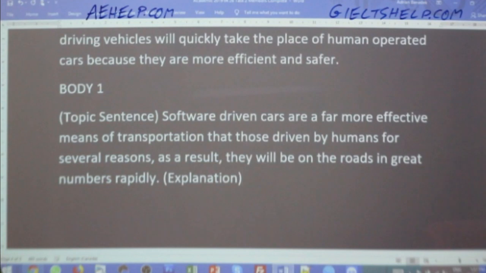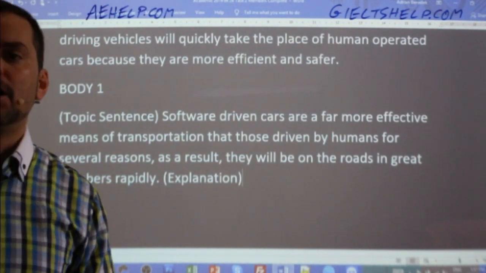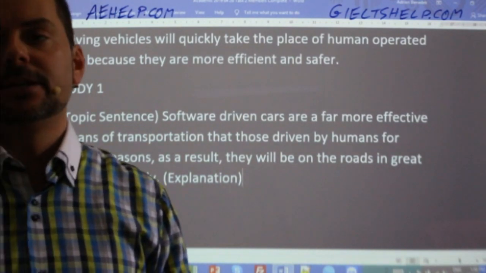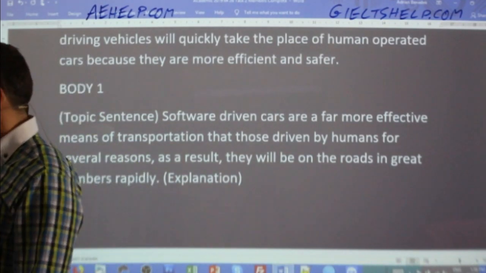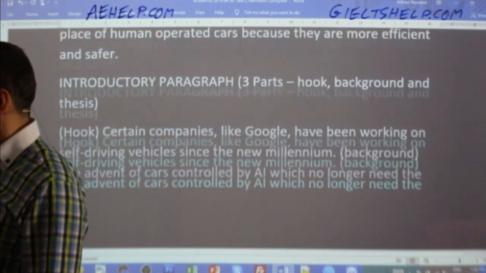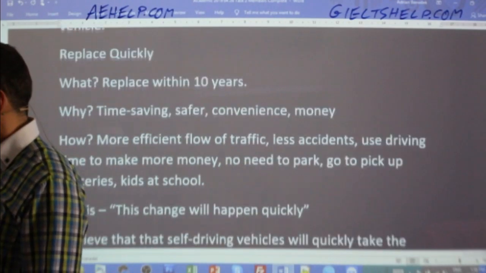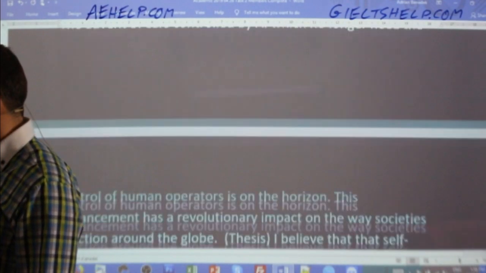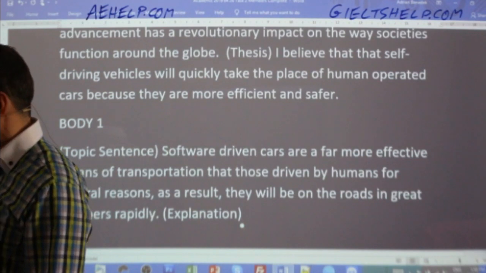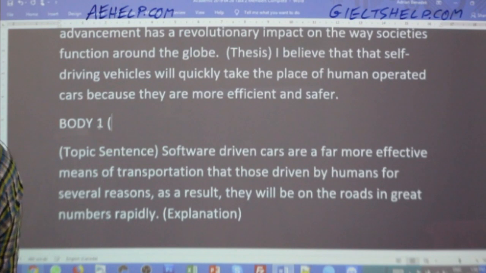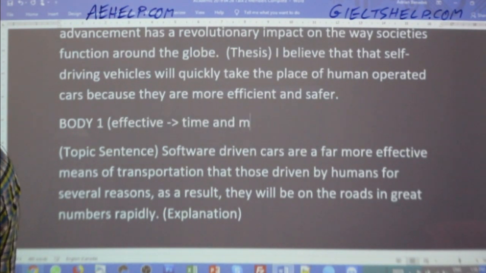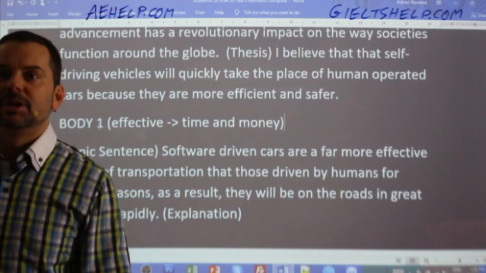Okay, and then we're going to explain this concept, of course, of effective or efficiency, which can be, whenever you're thinking of efficiency, think about time and money. Those are two really good ways to think of efficiency. I'm just going to put that note beside the body one heading here. Okay, that's an easy explanation.